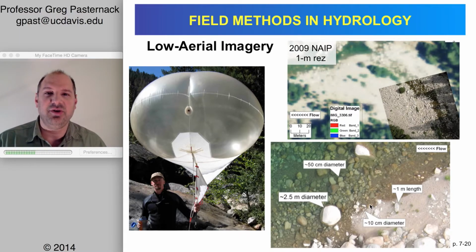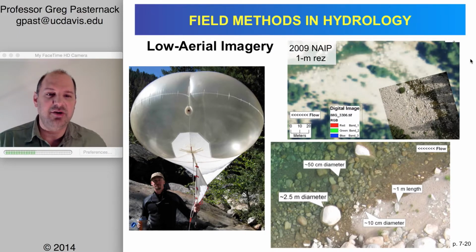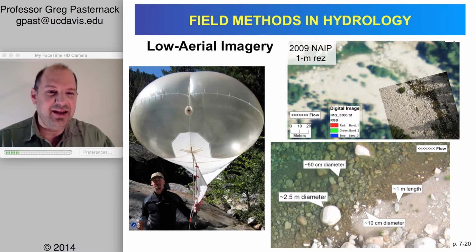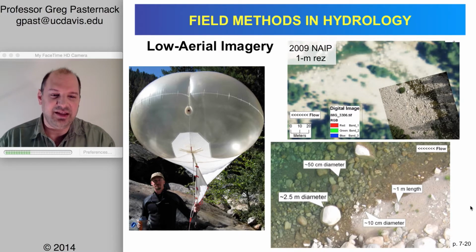Low aerial imagery is becoming very popular. In the upper right is a standard 1 meter resolution image that you might see from a traditional vendor. That was considered very, very good. And I've overlaid on that an image from low aerial imagery, and of course you can't see it at full resolution. So if I zoom in even further, you can see individual grains down to the 10 centimeter size. We have 4 centimeter resolution in this photo.